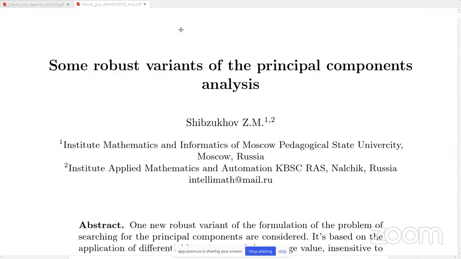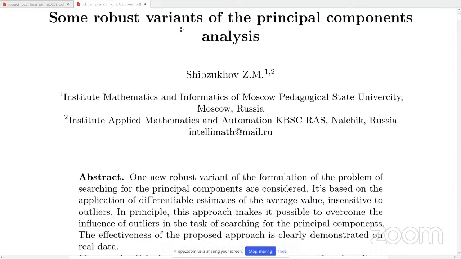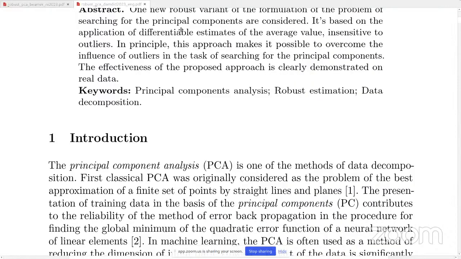I would like to talk about some robust variants of principal component analysis. Principal component analysis is a classical machine learning technique. It is widely used, for example, in order to decompose the data in data sets, in order to reduce the number of the features.